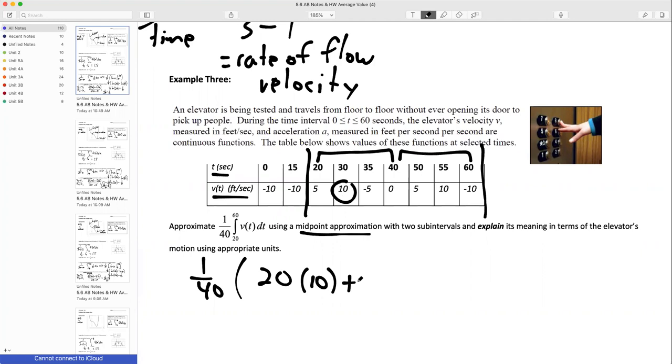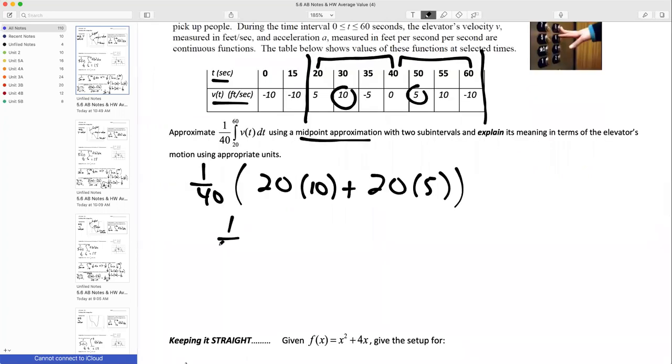The second interval is also 20 wide. It goes from 40 to 60. And the height is going to be the value at the midpoint, which in this case is 5. So I've got 1/40. This is 200 and this is 100. So times 300. 4 goes into 30 7 times with the remainder of 2. So 2/4 is 1/2. So I have 7.5 for my approximation.